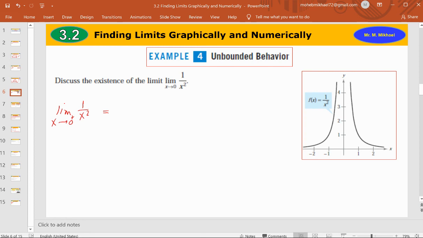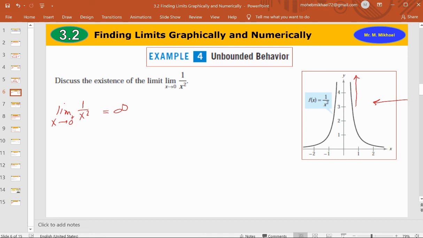As x approaches 0 from the right, what happens to the y, to f of x? F of x approaches a really large number, okay? It approaches infinity. As x gets smaller and smaller and approaches 0, the y value approaches infinity, and infinity is an unbounded number. Okay, guys, this is what we call unbounded behavior.